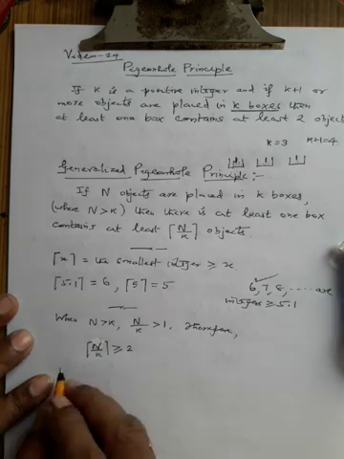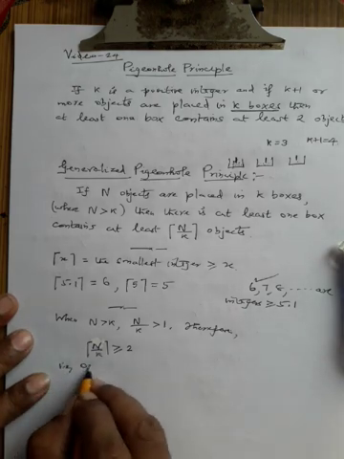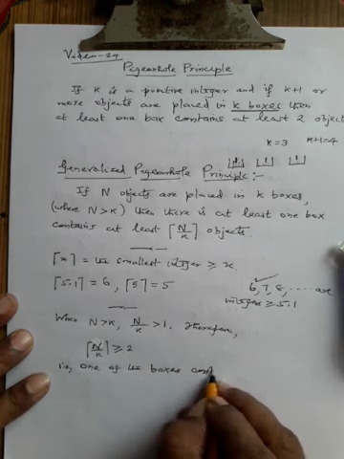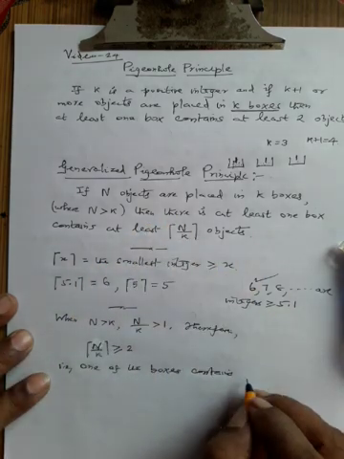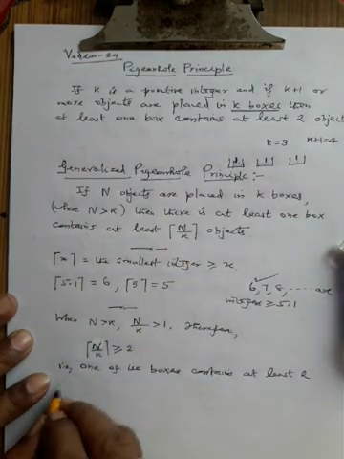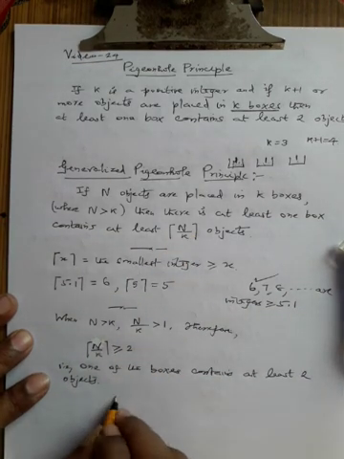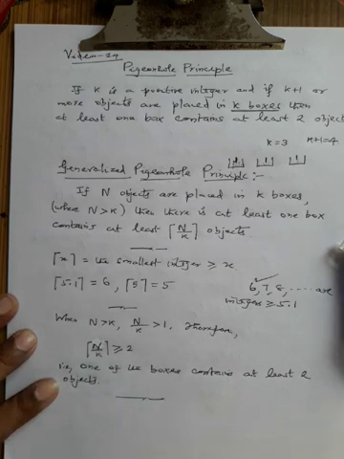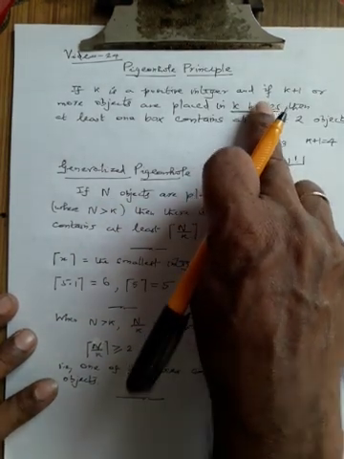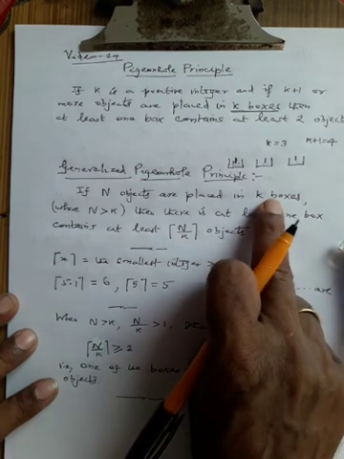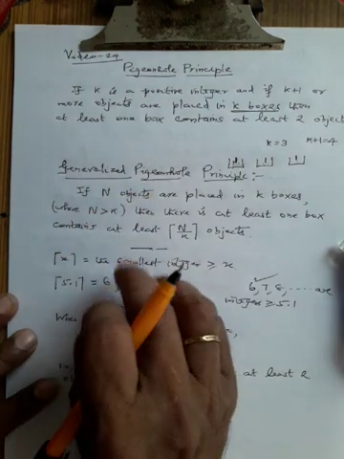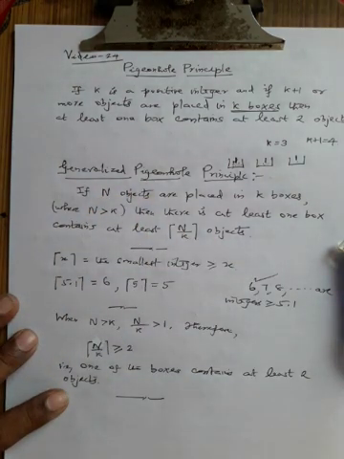Hence, one of the boxes contains at least these two objects. So this is what is called the generalized pigeonhole principle. Instead of k boxes and k plus 1 or more objects, here we have taken n objects, where n is greater than k. So this completes video 24.